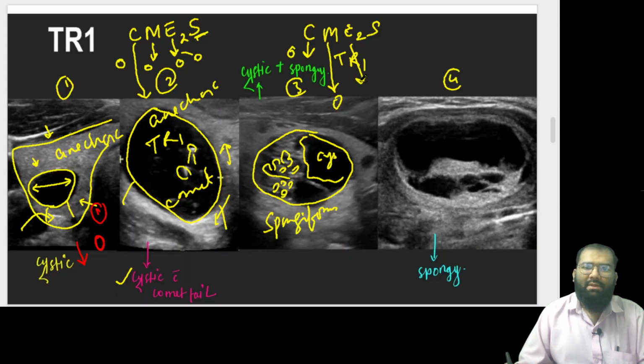Then you have margins which are well defined. There are no echogenic foci, so 0 points. Shape, it is wider than taller, so again 0 points. So this is Thyroids 1.